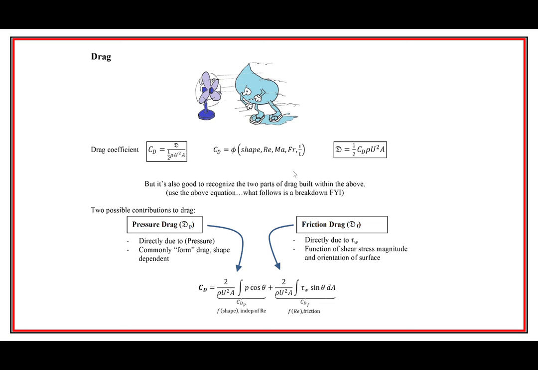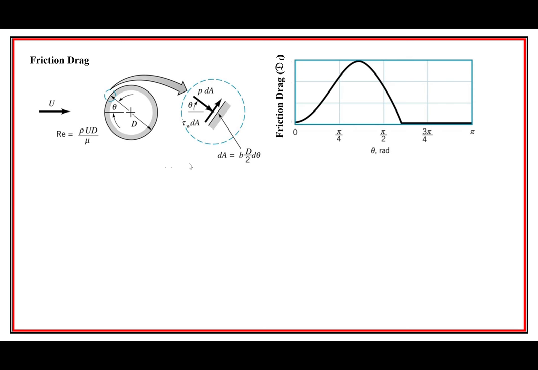I didn't bother doing the animation for this one, but I'm repeating myself: drag can have two parts. It can have a pressure drag and it can have a friction drag. And here's another picture of those concepts, here for the blunt body where you have that friction drag.